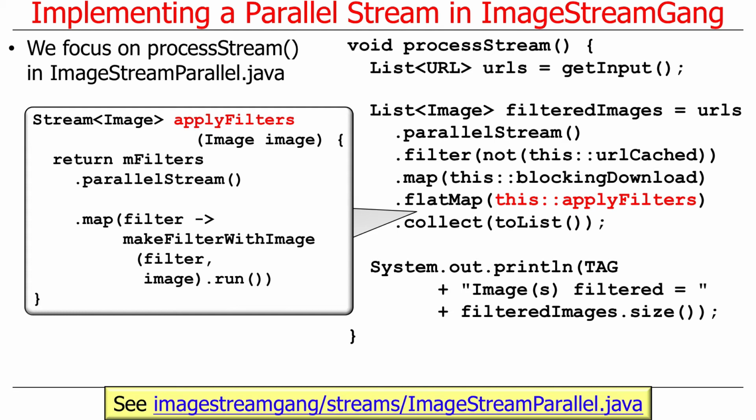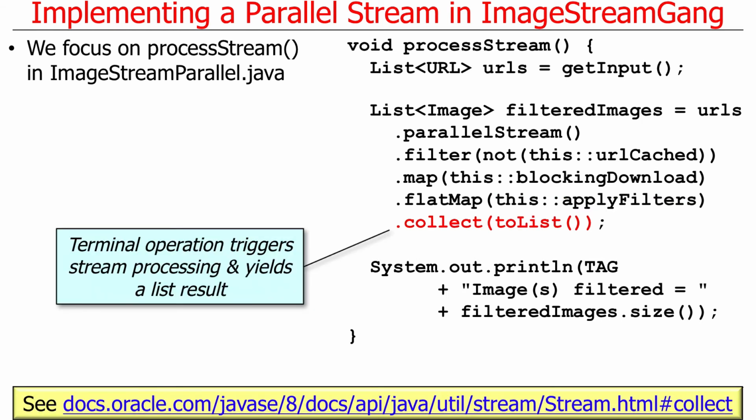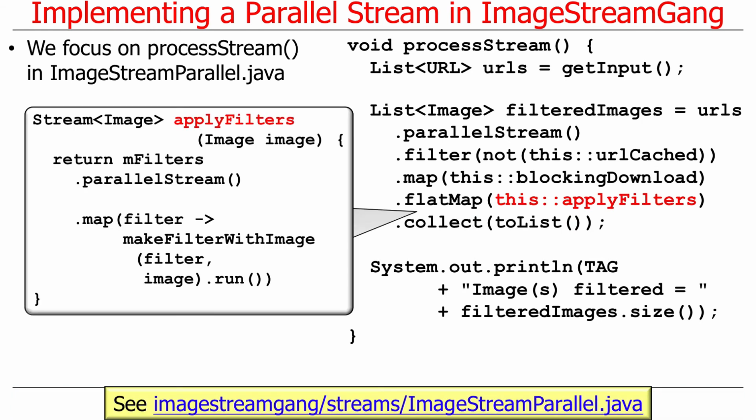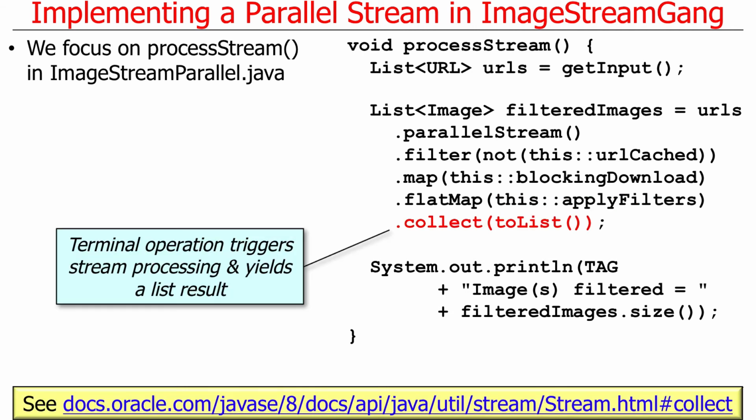Now, a couple of interesting things to note about this. Notice this is an intermediate operation, and it takes a behavior, and that behavior returns a stream. And notice that there is no terminal operation in this particular method, apply filters. It's just returning a stream. So what that means is that this function will run only when we hit the terminal operation down here. Only when collect is called will the whole stream run, and therefore this flat map and apply filters isn't actually going to do anything until the terminal operation triggers the processing of the stream.